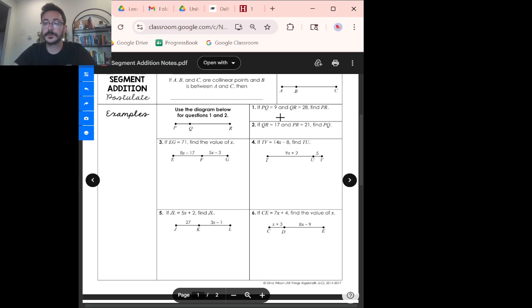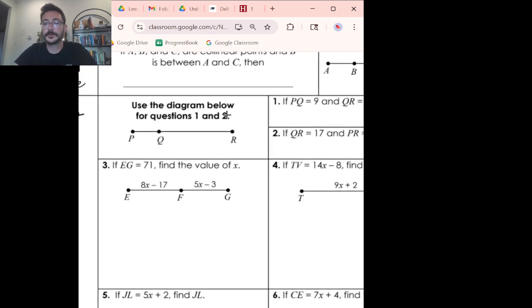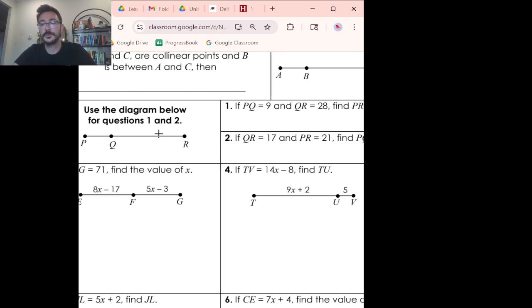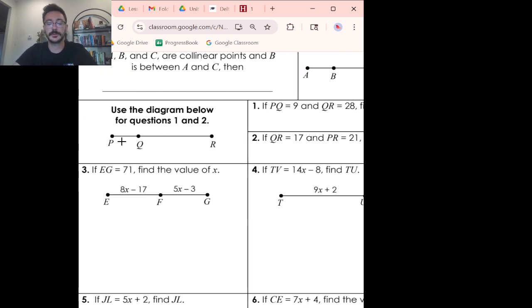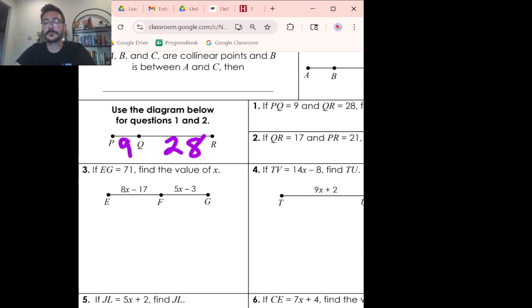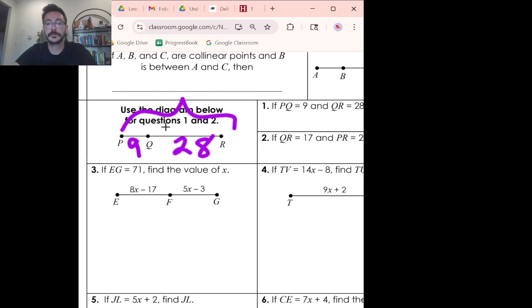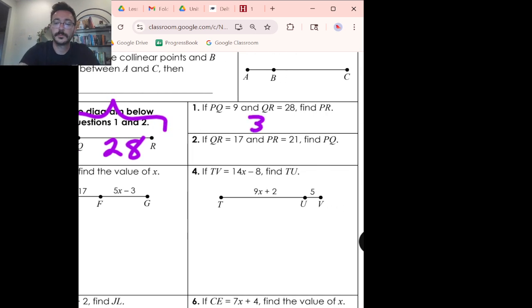So for these first ones, it tells us, for example, PQ, so it's referencing this picture, is 9, QR is 28. So let me see if I can write a 9 on here. It's kind of big, but whatever. And 28. It wants to find PR, so what is the whole thing? I kind of missed at the end there, but pretend that's lined up with the R. Basically, the segment addition postulate means I can add those together and get 37, and say, boom, that's the length of the entire segment.